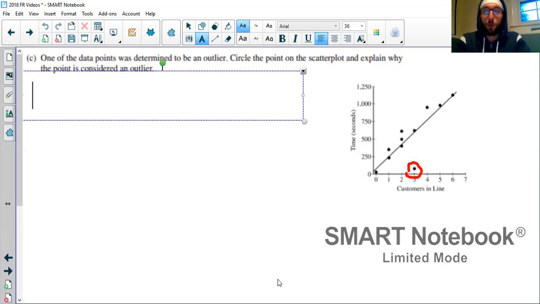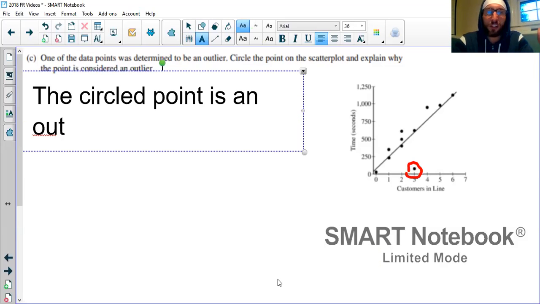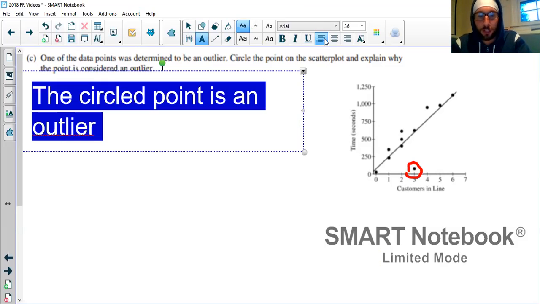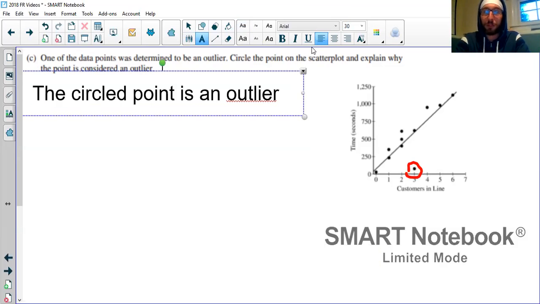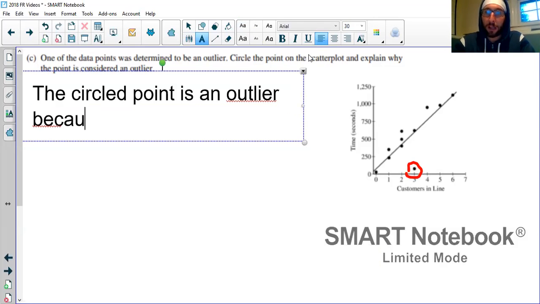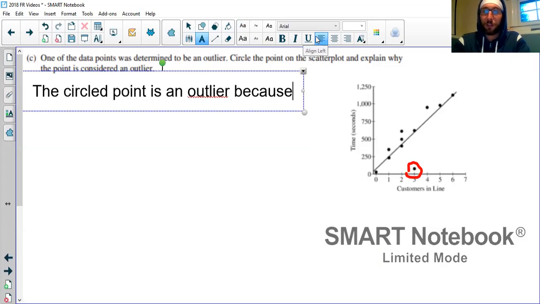So explain why. So the circled point is an outlier. So make sure you circle it. If you didn't circle it and you wrote the coordinates, I think you could get away with that. I'm pretty sure we'll see in a second in the rubric. But why do that? Just circle it. It's way easier than writing the coordinates. So the circled point is an outlier because when we write this, we're comparing this point to all the other points. So we can't just talk about this one point. We have to compare it to the others, talk about it in relation to others.